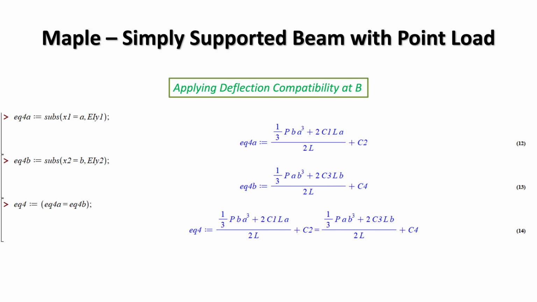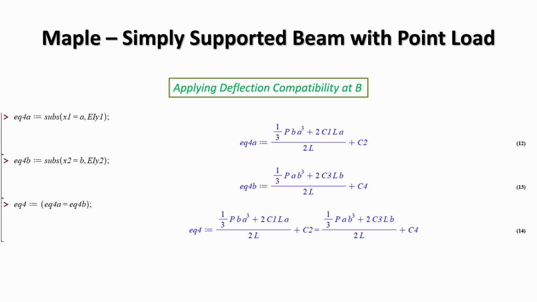As before, we substitute x1 equals a into the deflection expression for region 1, giving us equation 4a. We then substitute x2 equals b into the deflection expression for region 2, giving us equation 4b. Because the beam remains continuous, the vertical displacement at B must be the same when approached from either side, so setting equation 4a equal to 4b gives the deflection compatibility equation.